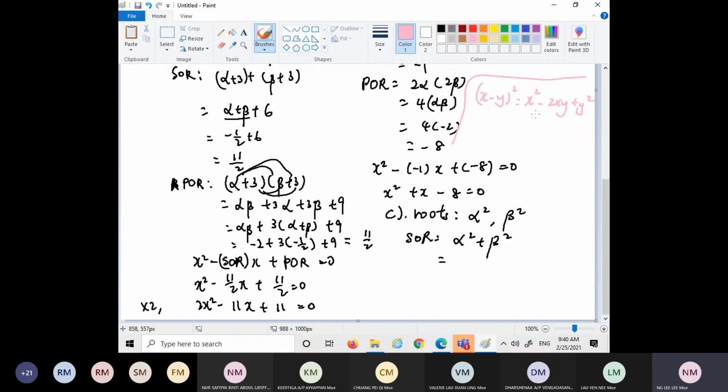I want to play some magic for you. You see, here I have alpha squared plus beta squared, so I'm going to make use of this, x squared plus y squared. So this term I don't need, so I'm going to throw to the left hand side. Not this, should be plus. Sorry, I take a wrong one. I should take the A one. So plus, because I have SOR plus. So throw to this side become minus.